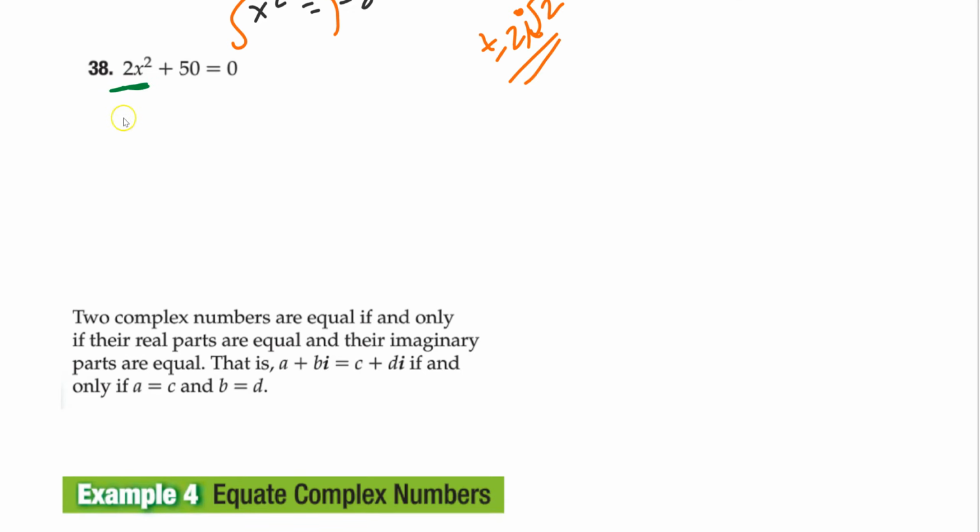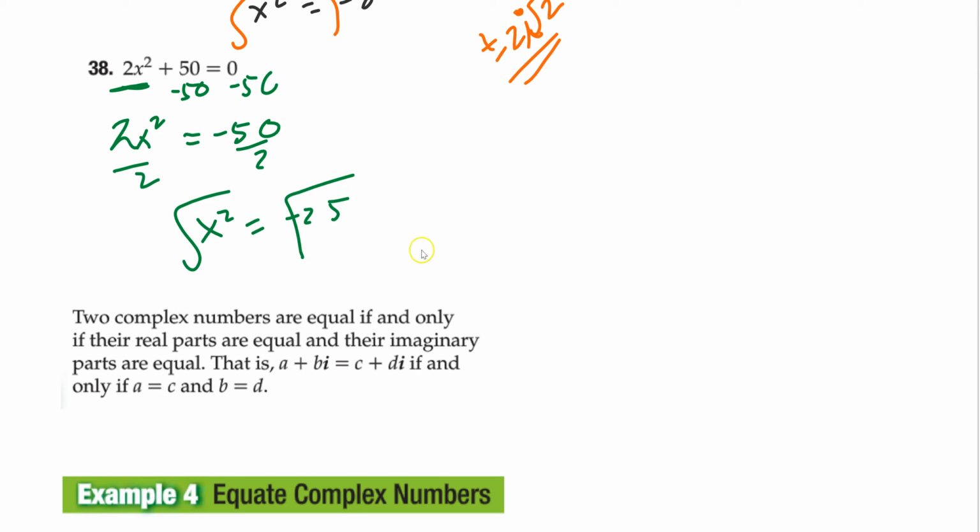Over here, try to get this by itself. Subtract the 50. Then we're going to divide by 2. X squared equals negative 25. Square root it. X equals plus and minus the square root of negative 25, which is the same thing as just saying plus and minus 5i. The i comes out, the square root of 25 is 5.